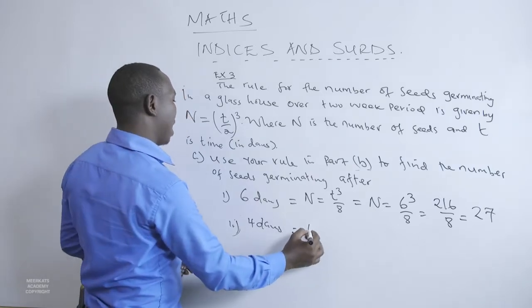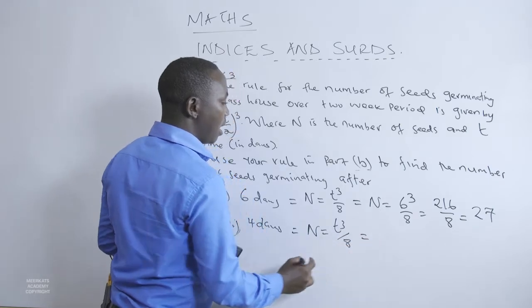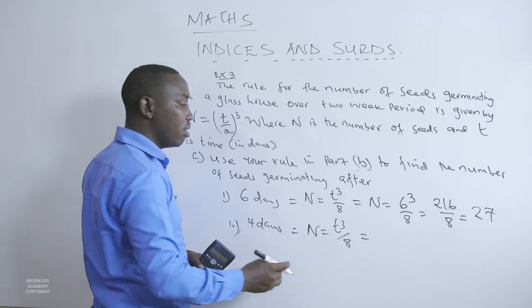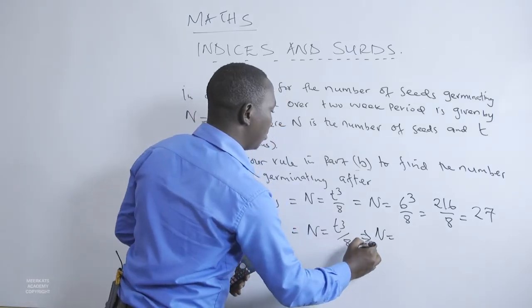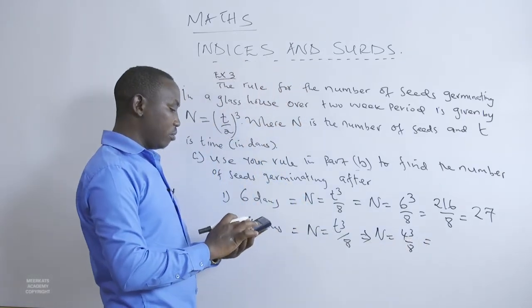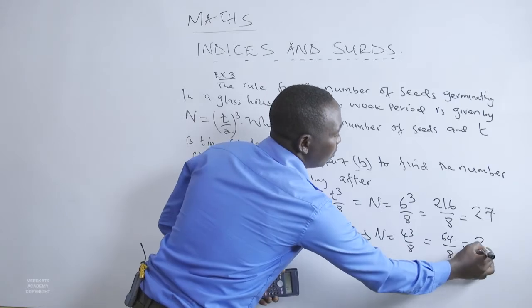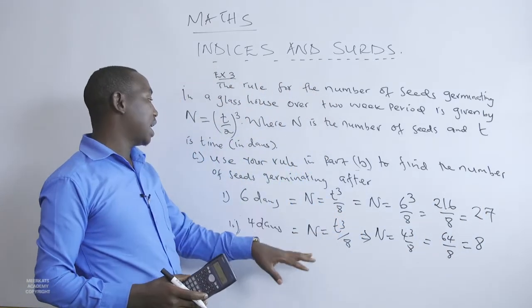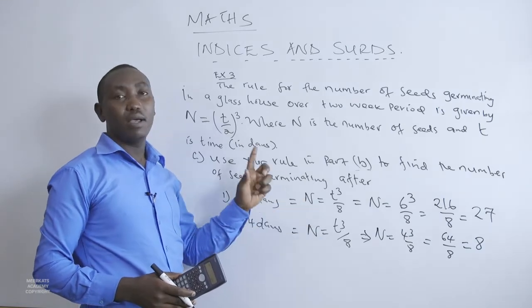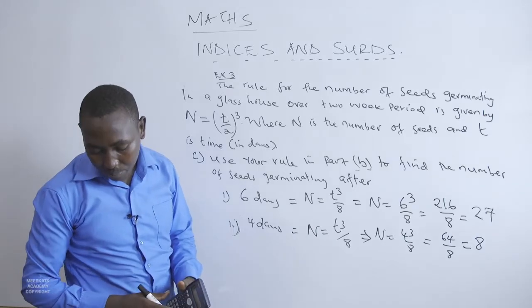For the second case, we have n is equal to t cubed all over 8. We replace t with 4, so that n is equal to 4 cubed all over 8. 4 cubed gives you 64, divided by 8. This will give you 8 seedlings. So you can tie it to the first example that we performed, by first raising each of them to the power of 3.